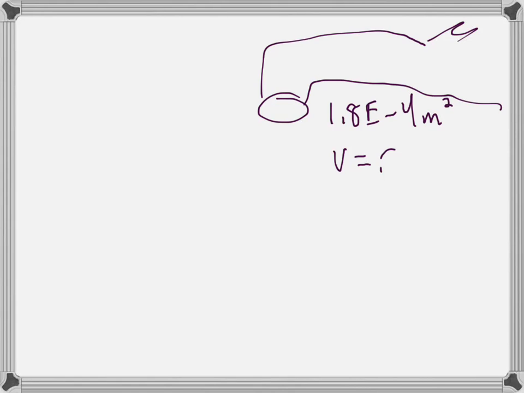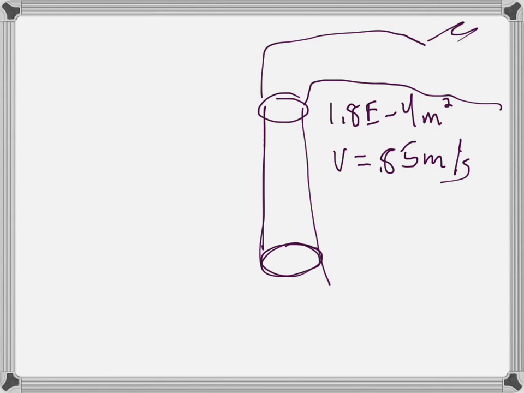Problem 28, cross-sectional area of a faucet. Here's a faucet, and the cross-sectional area is given, 1.8 E negative 4 square meters. The velocity is also given, 0.85 meters per second. So the water comes out, and what we want to figure out is the cross-sectional area down here. What is the area here, if the water has fallen a distance of 0.1 meters?